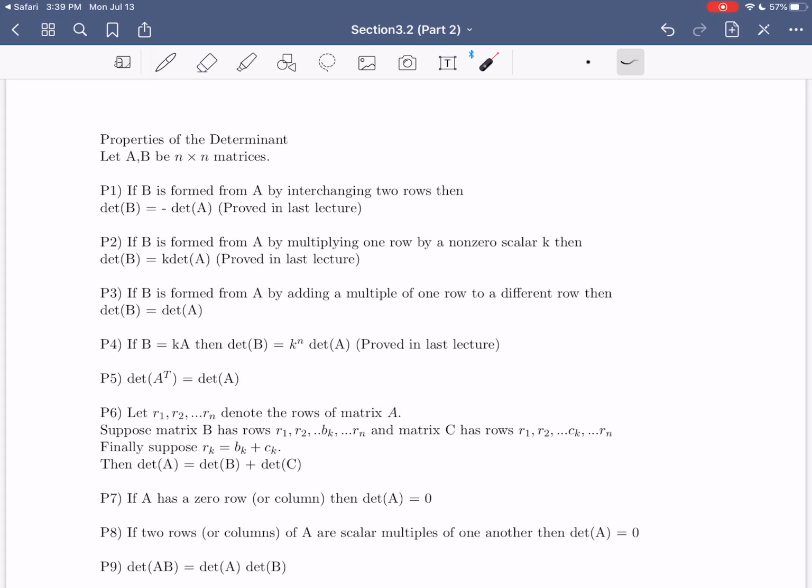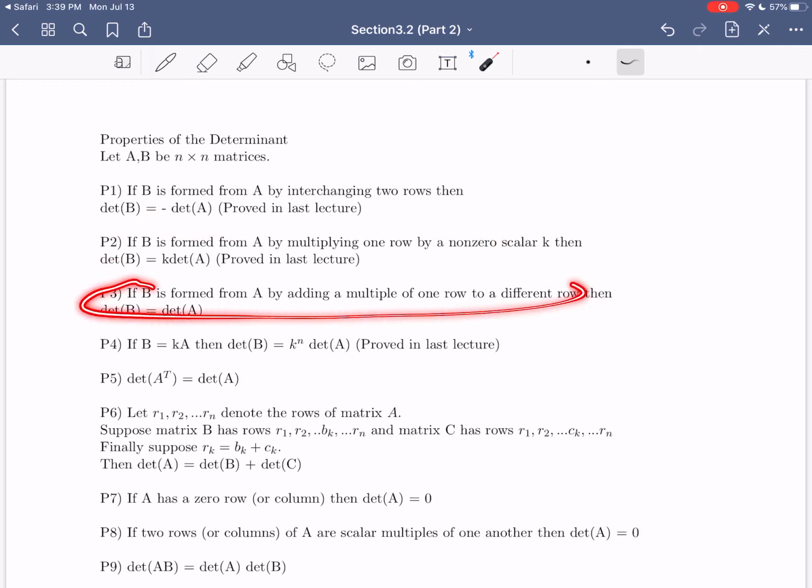So the first three properties here are all properties that we discussed in the last video, which were about the elementary row operations. We said if B is formed from A by interchanging two rows, then the determinant of B is negative the determinant of A. We actually stated and proved this in the last lecture. Property 2 said that if B is formed from A by multiplying one row by a non-zero scalar k, then the determinant of B is k times the determinant of A. We stated and proved this in the last lecture.